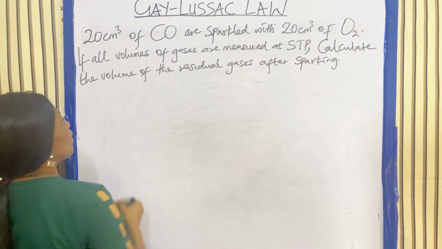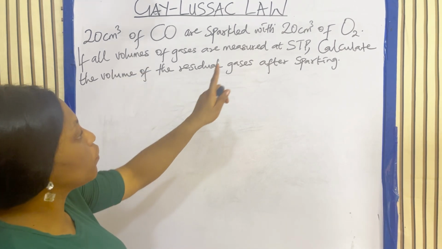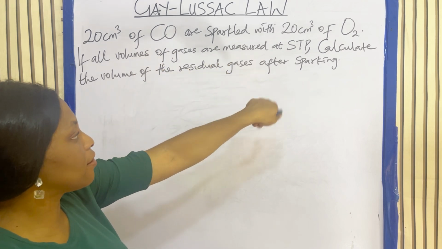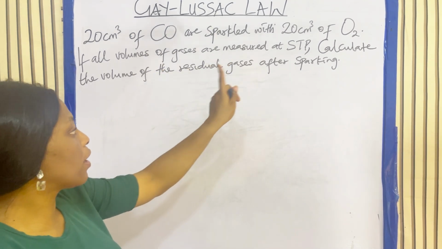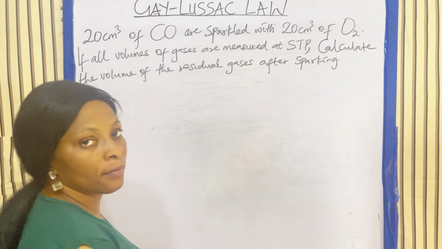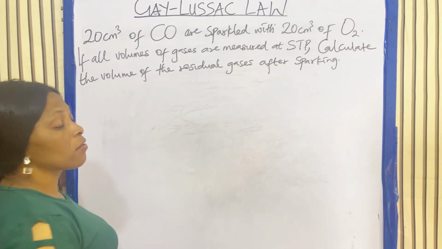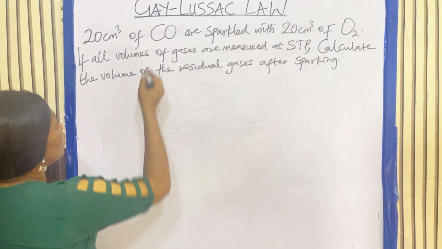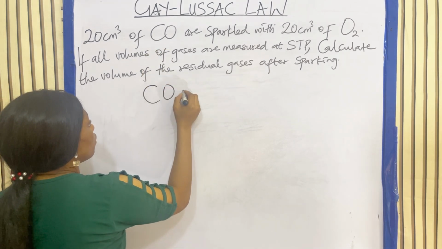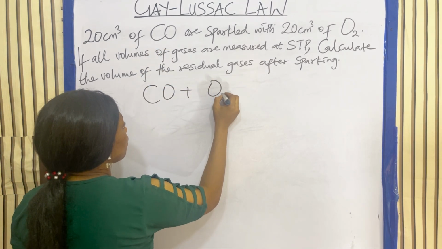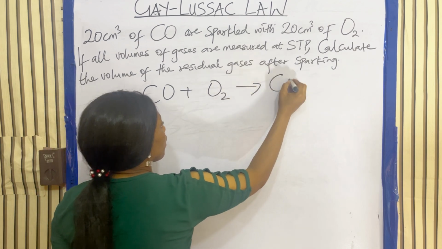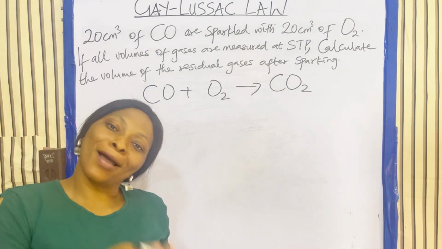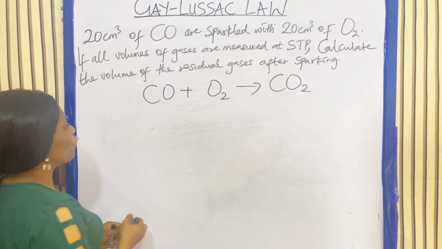Okay, so let's look at this practice question. 20 cm³ of carbon(II) oxide are sparked with 20 cm³ of oxygen. If all volumes of gases are measured at STP, calculate the volume of the residual gases after sparking. First of all, we are going to write the equation for the reaction. So that will be carbon(II) oxide reacting with oxygen to give us carbon(IV) oxide. So we're going to balance the equation for the reaction.